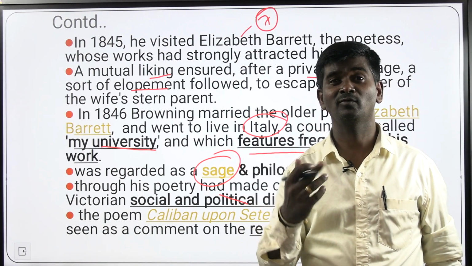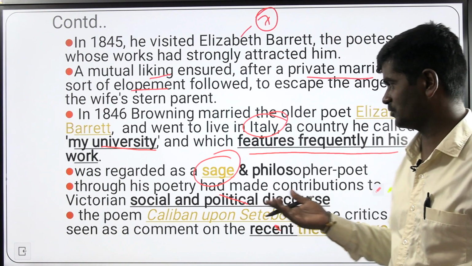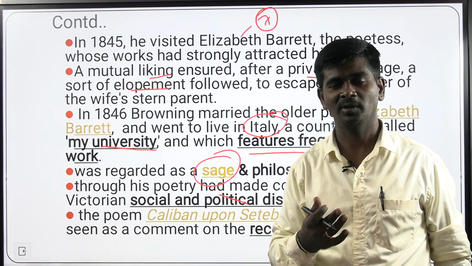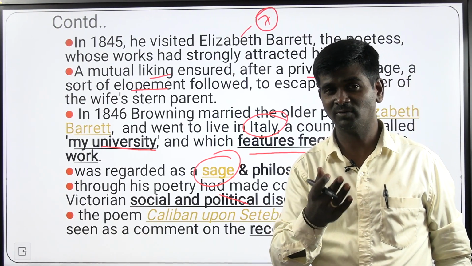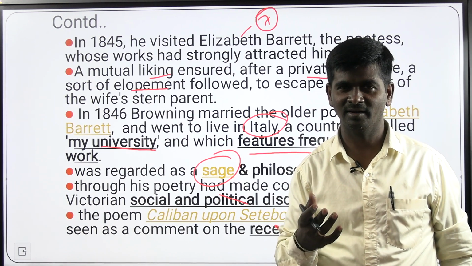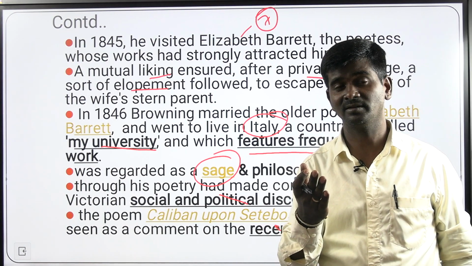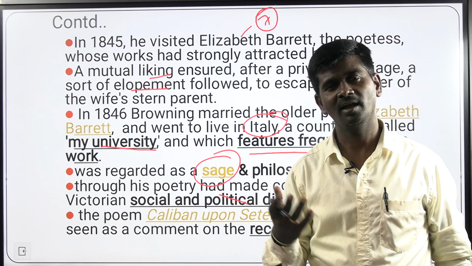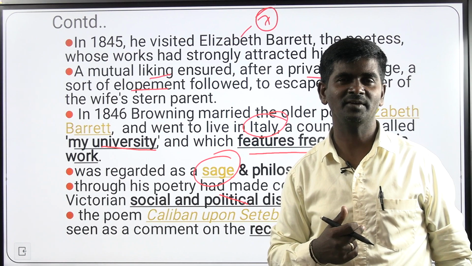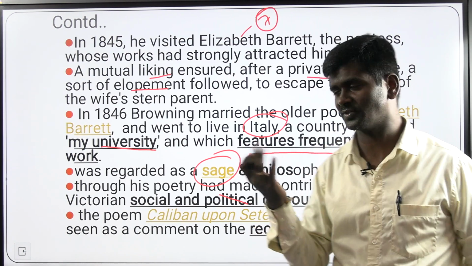Hence, he became a philosopher, sage, usually, like R.K. Narayanan also. R.K. Narayanan lost his wife when he was below 40, when she was hardly 33, 34. She passed away, and he never married in his life. He became a sage, philosopher.